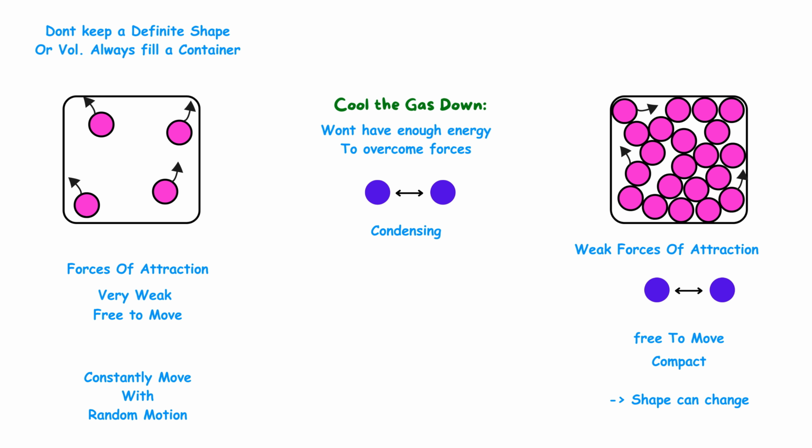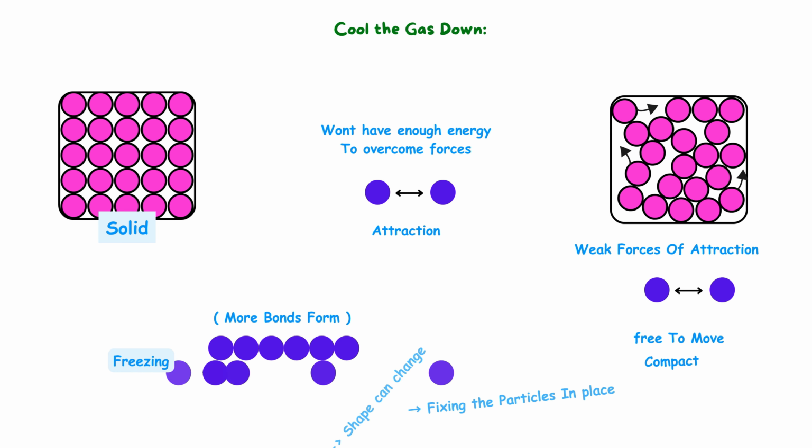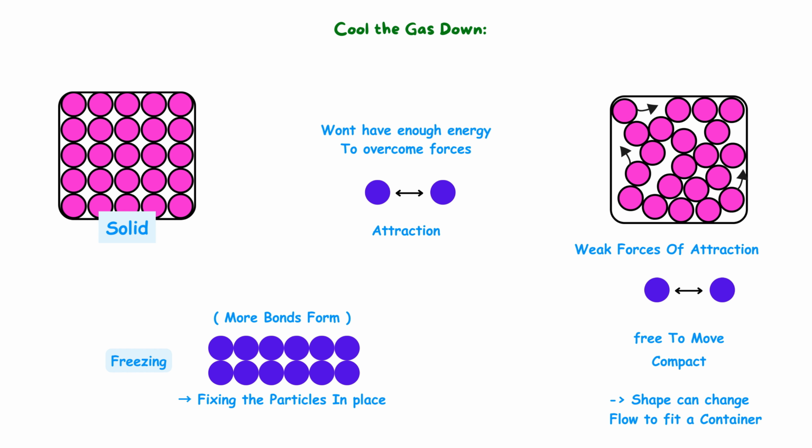If cooled sufficiently, the particles no longer have enough energy to overcome the weak forces between them, and they begin to form bonds, transitioning into a liquid in a process called condensation. Continuing to cool the liquid will reduce the energy of the particles even further. When they no longer have enough energy to break free from the forces of attraction, the particles become locked into fixed positions and the liquid freezes, turning back into a solid. This entire cycle demonstrates how energy input and removal affect the state of a substance.